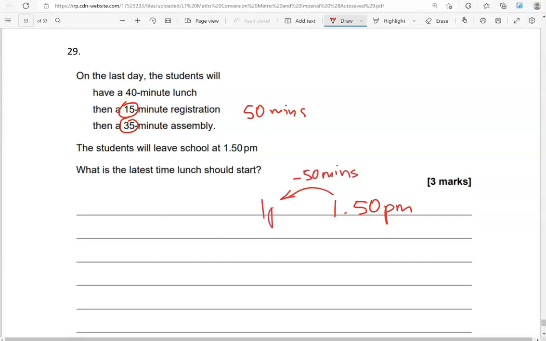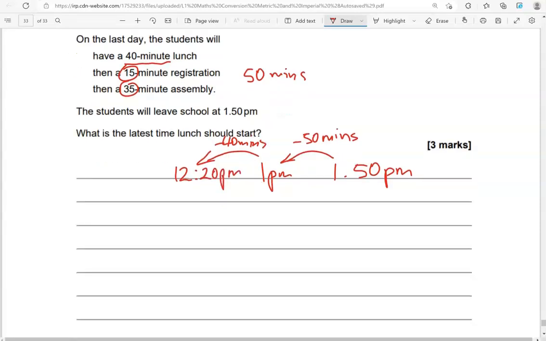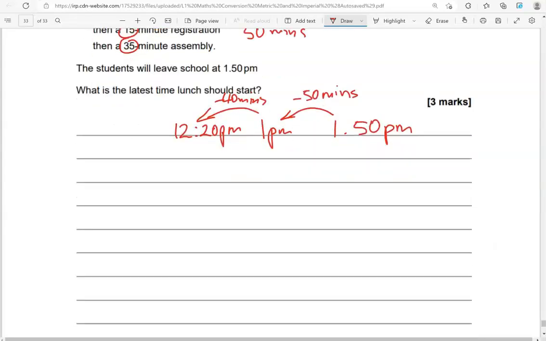it takes me to 1 p.m. Now I need to go backwards by 40 minutes. So that will take me to 12:20 p.m. because 60 take away 40 leaves us with 20. So the latest time that lunch should start is 12:20 p.m.